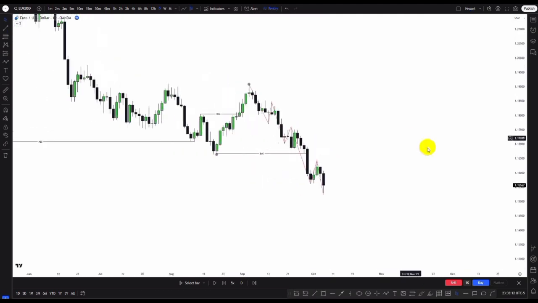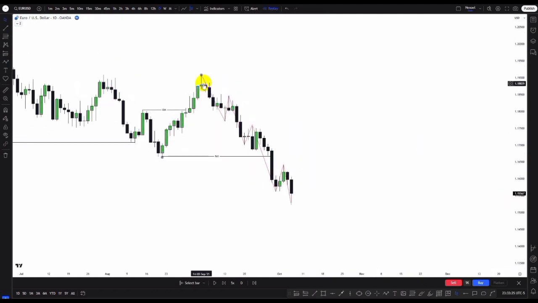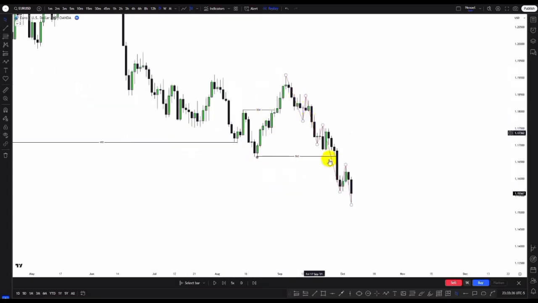Are we together? Now we can find out that we've established the internal structure within this impulsive leg movement. So you can see we have this fall, the pullback, the fall, the pullback, the fall, the pullback. So this is the impulsive leg movement, and we can clearly identify the structure here.